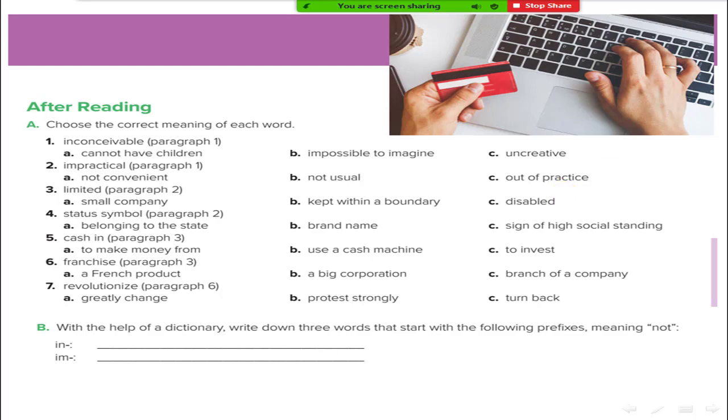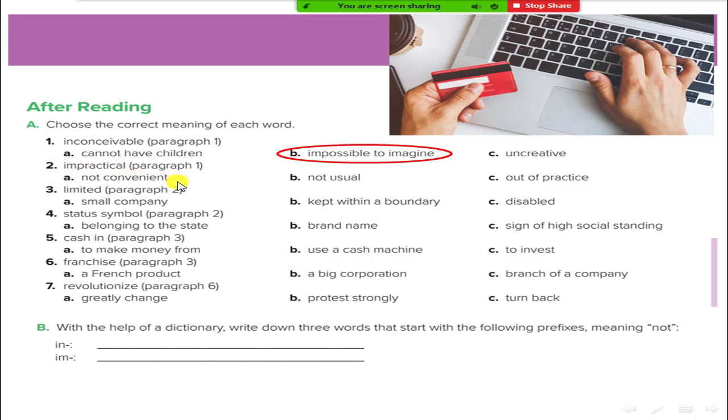Okay, Muhammad Asim. Number 1. Impossible to imagine, يعني شيء مستحيل تخيله. Incredible, لا يصدق. Thank you, Muhammad.